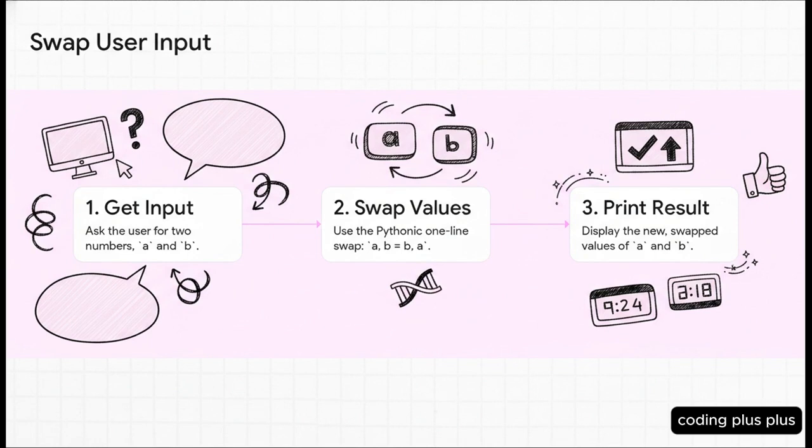Okay, let's try a more interactive example, this time getting the numbers from a user. This line asks the user to enter the first number and then stores their input as an integer inside the variable A. And then this line does the same thing for the second number, storing it in variable B. Next, we use our simple one-line Pythonic swap to exchange the two numbers that the user just gave us. We'll then print the text "after swapping" just to make the output clear. And finally, we print the new value of A and then the new value of B, showing the user that their numbers have been successfully exchanged.